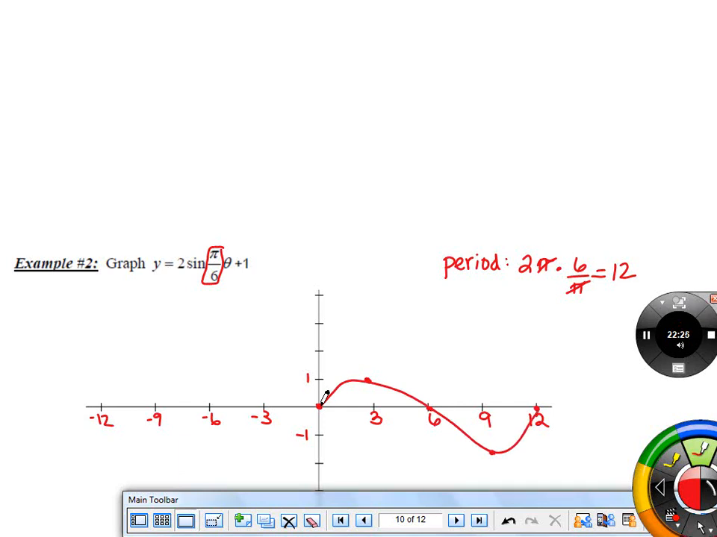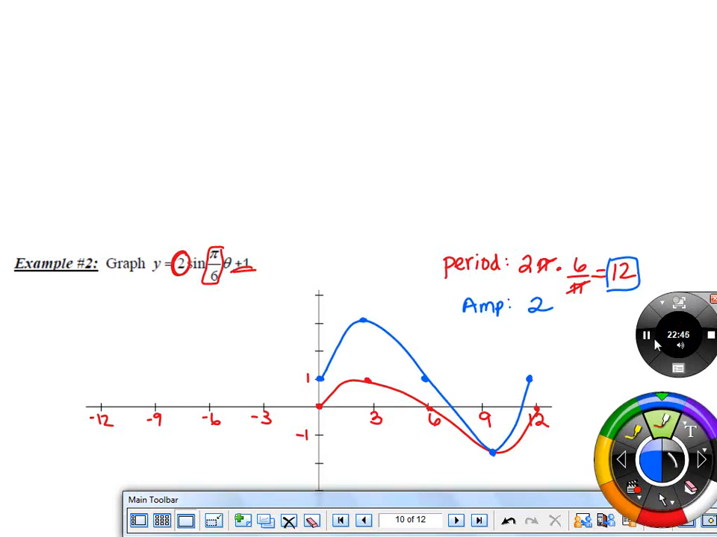So what I've just graphed is the sine of pi over 6 theta. What hasn't been incorporated to the graph yet is this 2 and this 1. So go ahead and finish the graph incorporating this amplitude of 2 and the vertical shift of 1. Okay? And then we'll look at what they look like. All right, check and see.